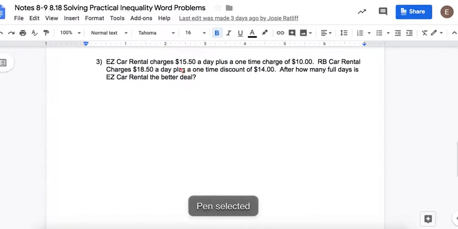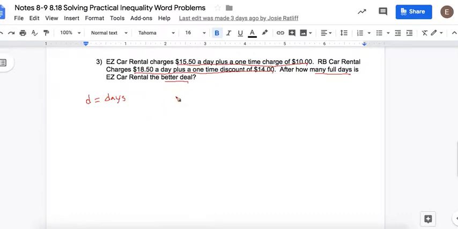Easy Car Rental charges $15.50 a day plus a one-time charge of $10. RB Car Rental charges $18.50 a day plus a one-time discount of $14. After how many full days is Easy Car Rental a better deal? Okay, so we want to know number of days, so D equals days.